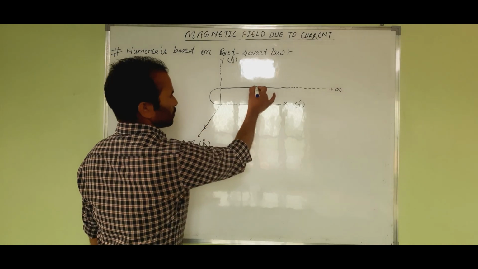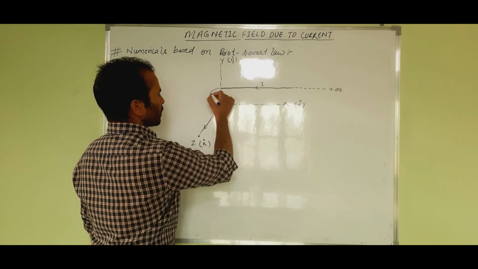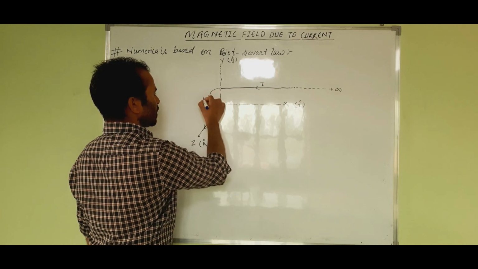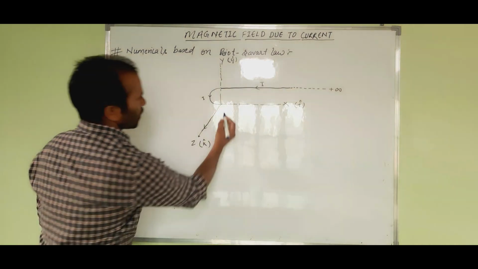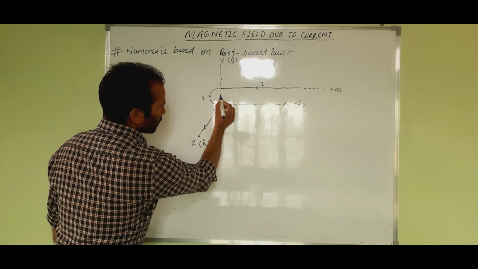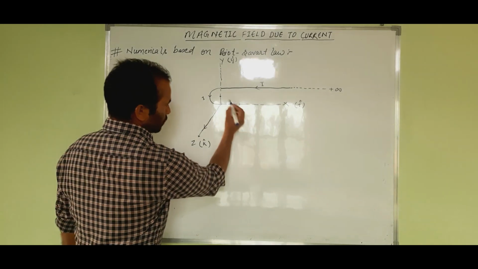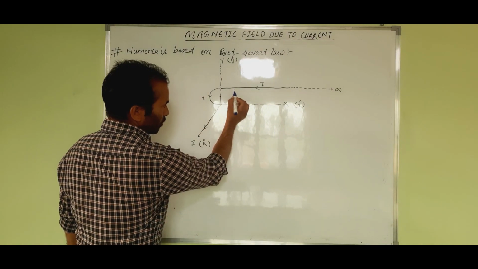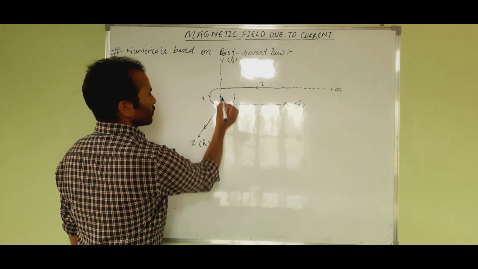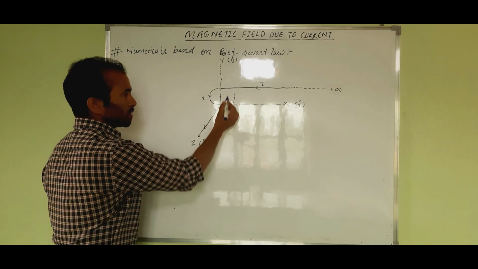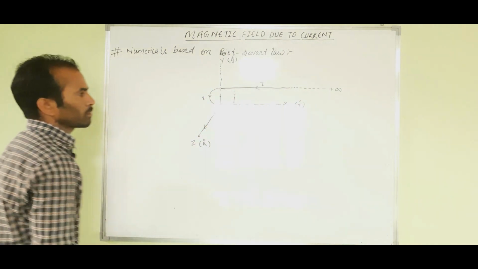So, current is going from here, I. It is also going through this part, and then the same current will go here. So we have to find the magnetic field at the center of this semicircular arc, or at this point. The diameter of this circular arc is small r. So we have to find the magnetic field here, which is at a distance of r by 2 from this conductor.